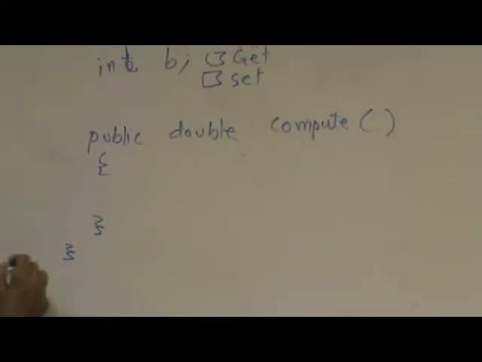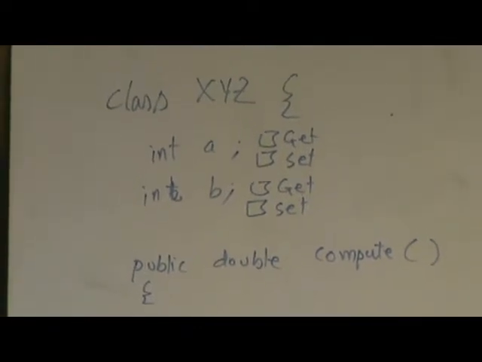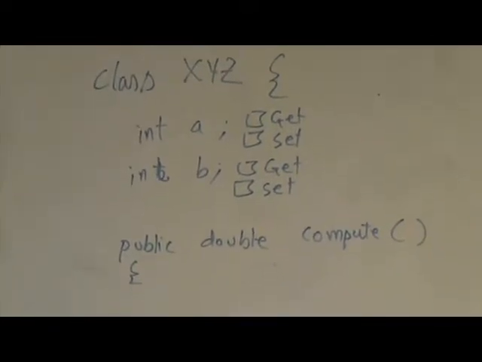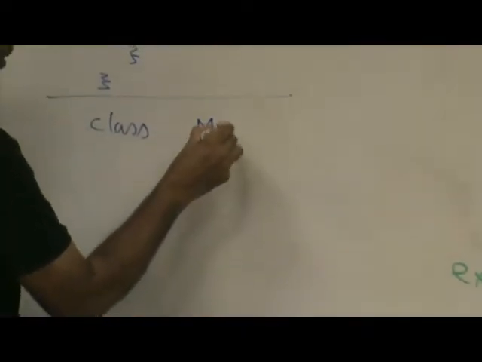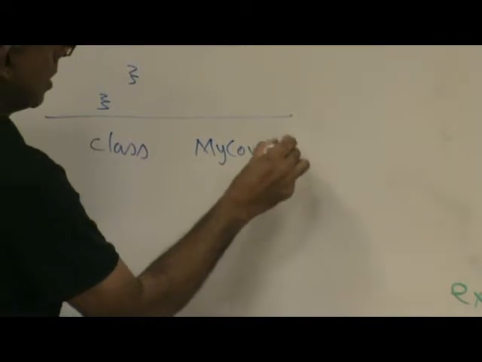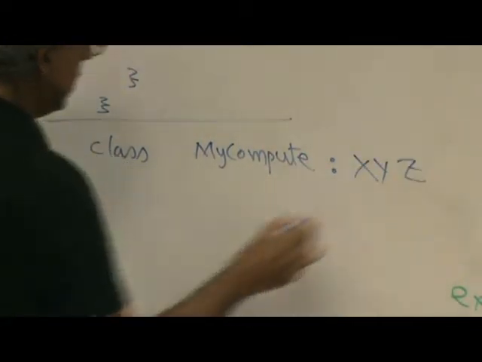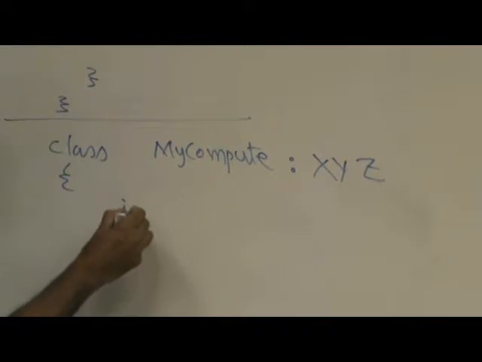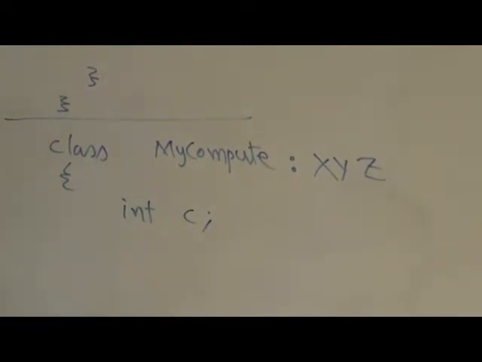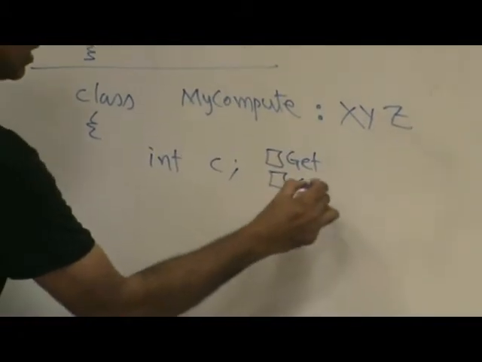Okay, so now let's pretend we created another class, let's say class myCompute, and it inherits from XYZ. So we declared some data, let's say int C, and whatever the corresponding get set is.